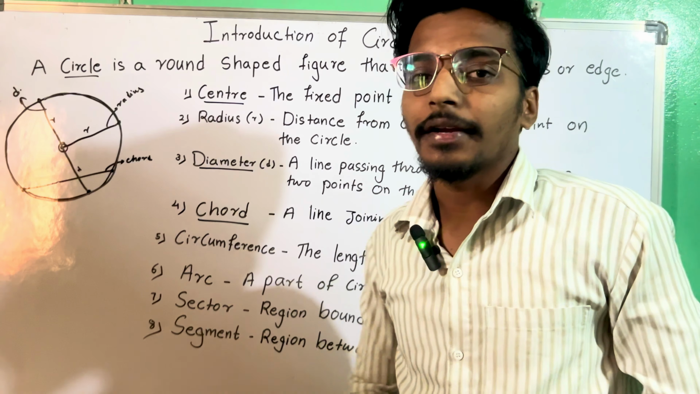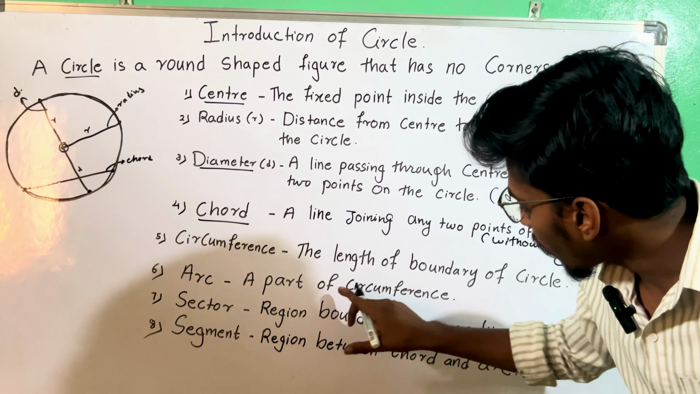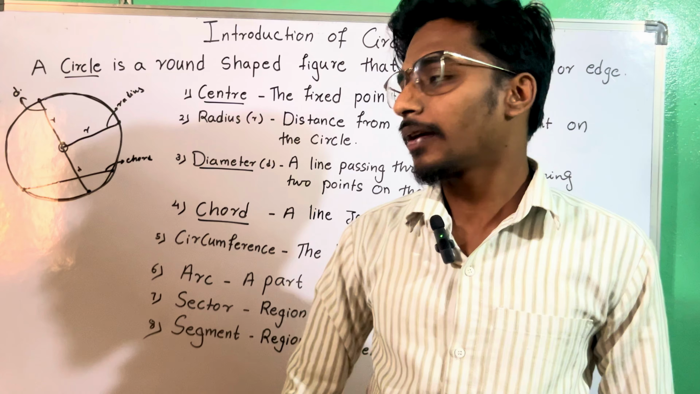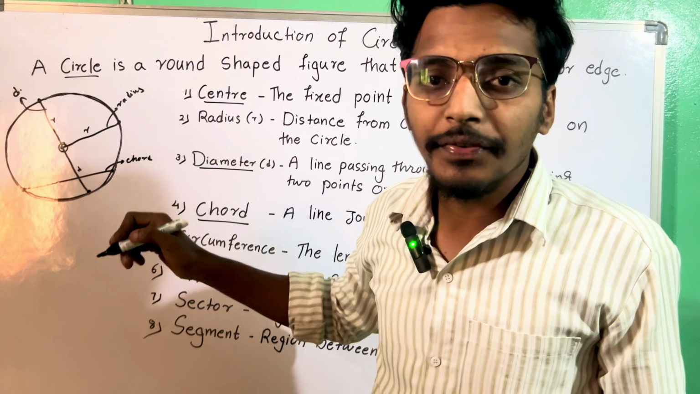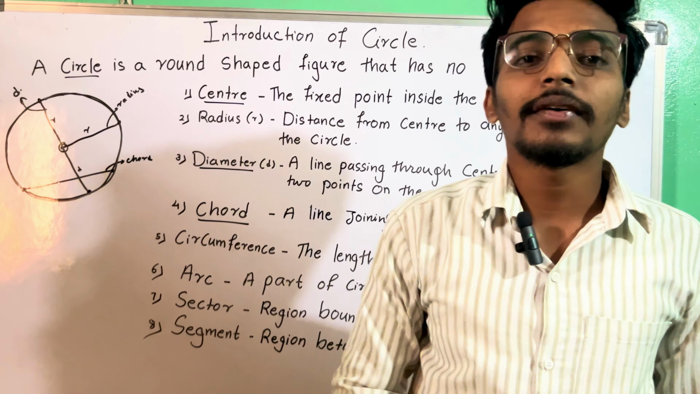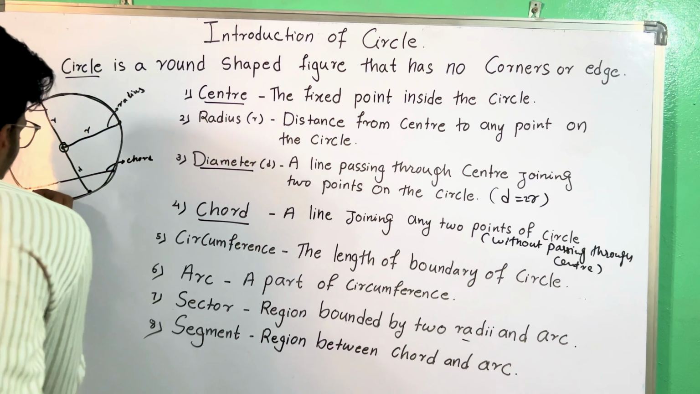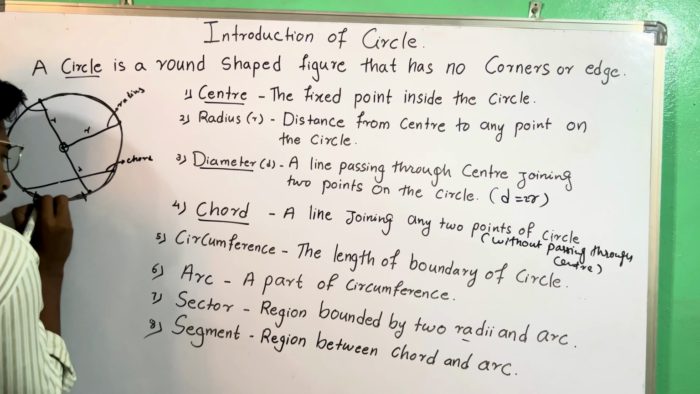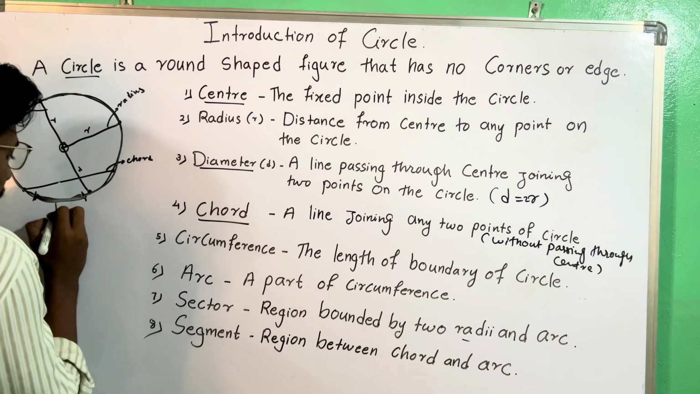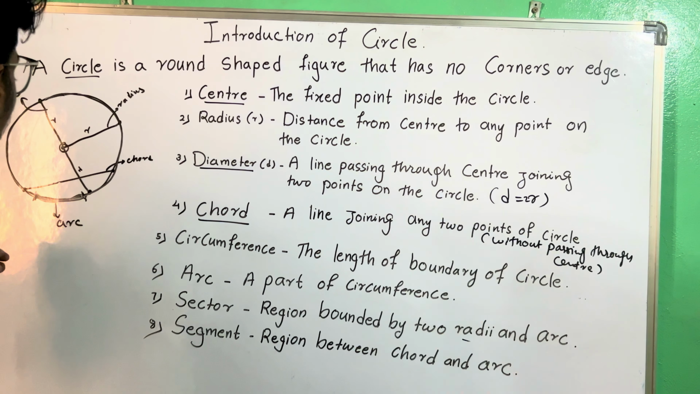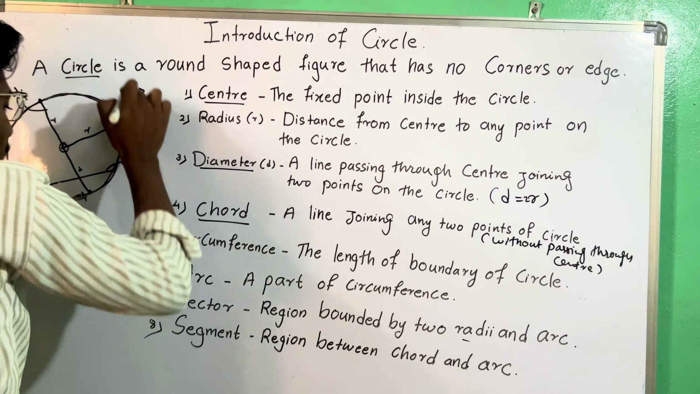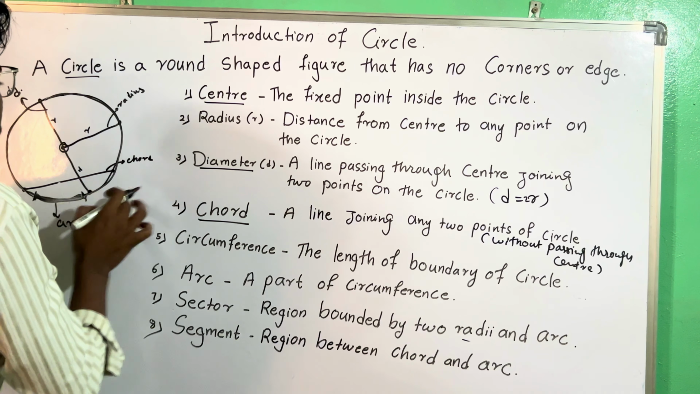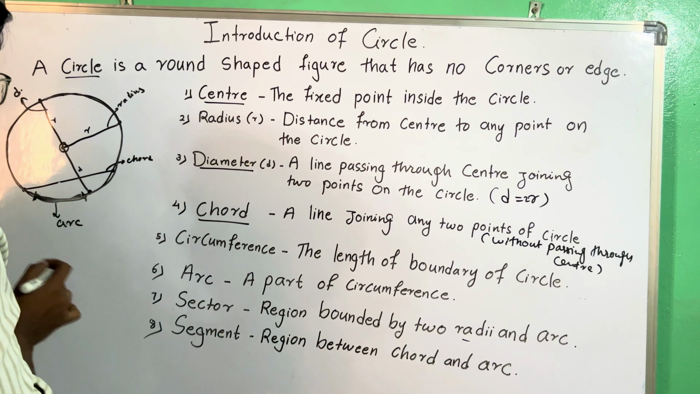The next term is arc. A part of a circumference. What is an arc? An arc is nothing but a small part of the circumference. This entire length is a circumference. The small part of that circumference is called our arc. If I cut only this much section of the circumference, this section is called our arc. There are two arcs. This one is a small arc, the remaining is a larger arc. The small arc is called the minor arc, and the larger remaining part of the circumference is called the major arc.